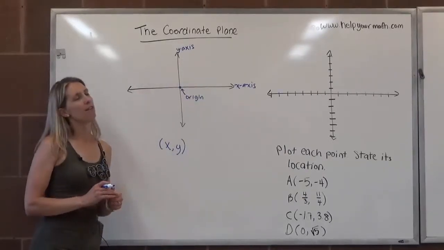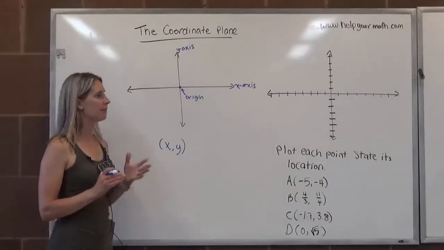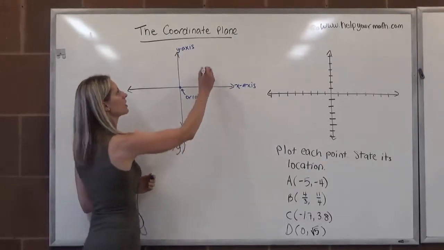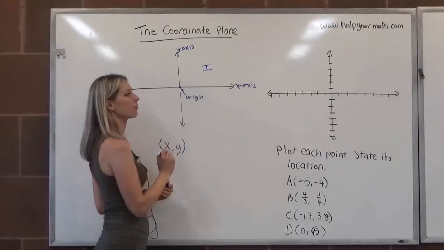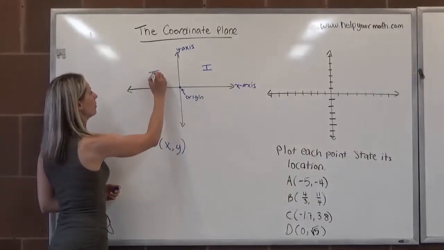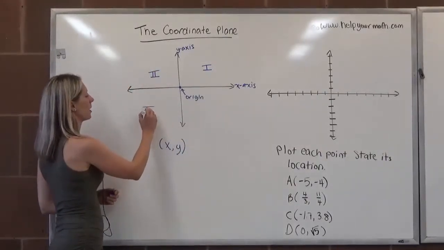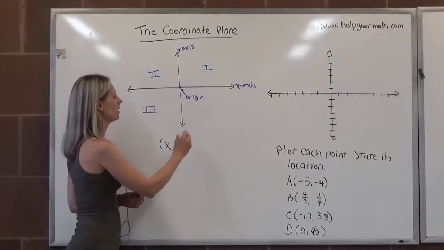As I mentioned, we have four quadrants, and the quadrants have special names. This one is called quadrant 1. This one is called quadrant 2. This one is called quadrant 3. And this one is called Fred.